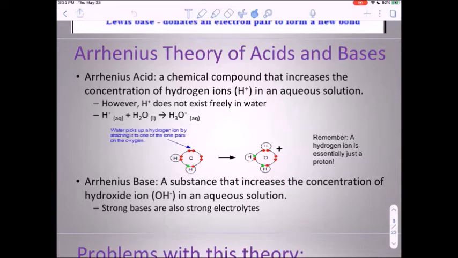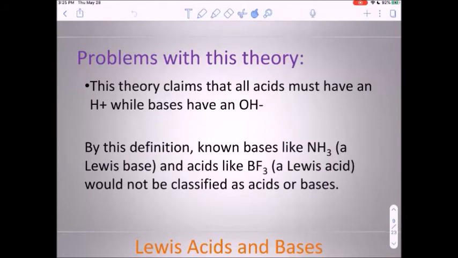When hydrogen forms an ion, it is essentially just a proton. And we'll talk about that a little bit more in a second. So with this theory, a base is something that increases the hydroxide ion concentration within an aqueous solution. What this means is that a base would have to have an OH in order for it to be considered a base for the Arrhenius theory. However, there are some problems with this. This theory, first of all, means that all acids have to have an H+ and all bases have to have an OH-, and we know that this isn't true.